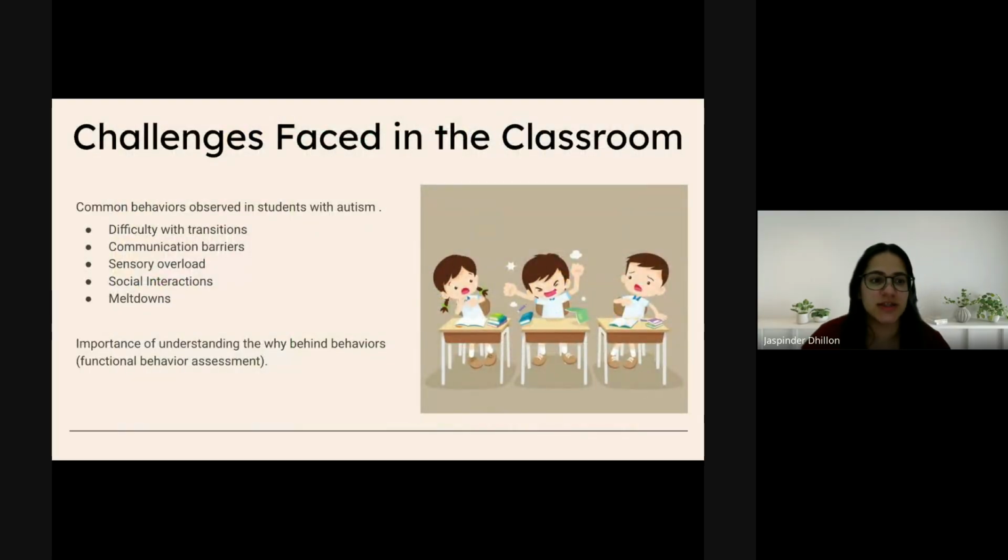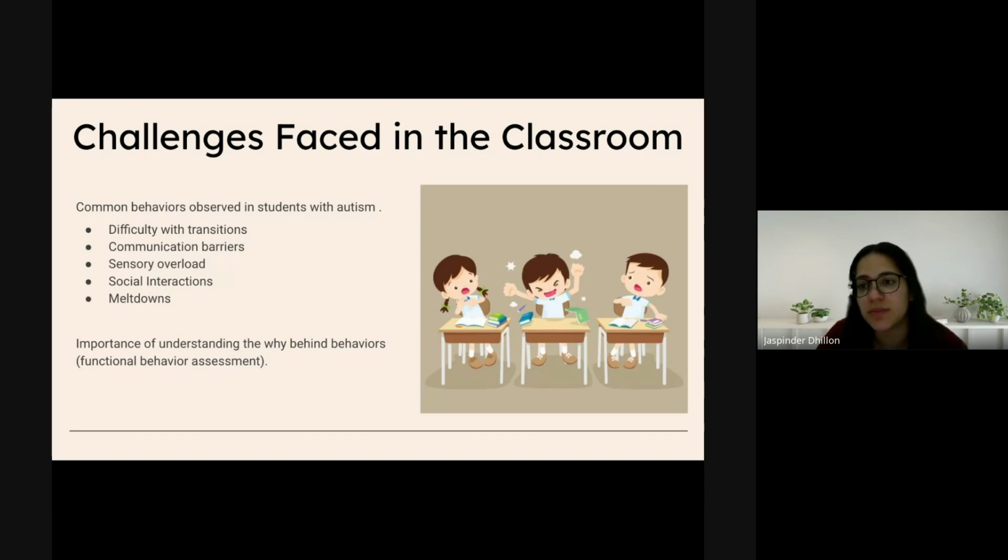So now we're going to look at the challenges faced in the classroom. In the classroom, students with autism may exhibit behaviors. Some of the common behaviors that can be observed with students with autism is difficulties with transitions, which is moving from one class to another or one subject to another, especially if the student doesn't know what is expected of them.